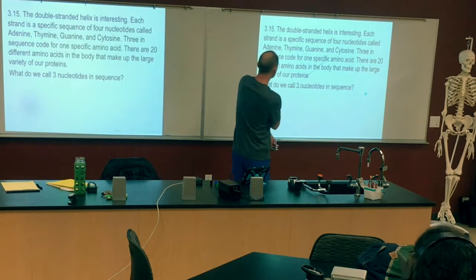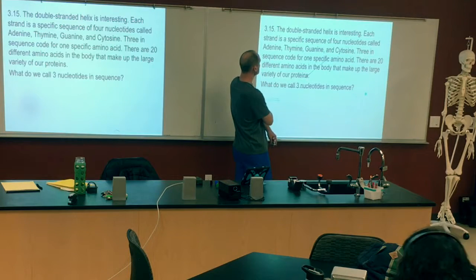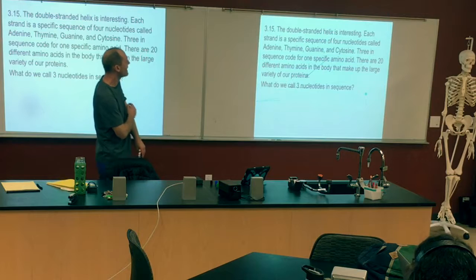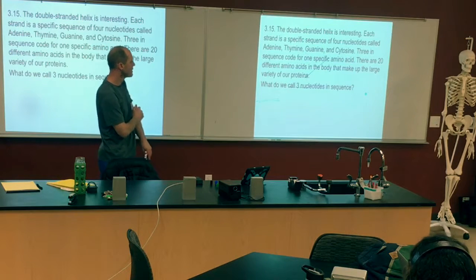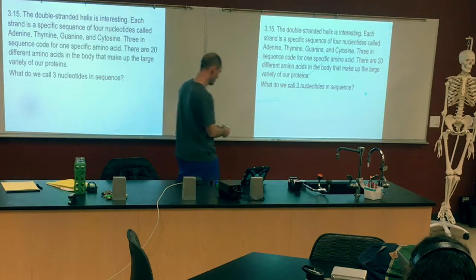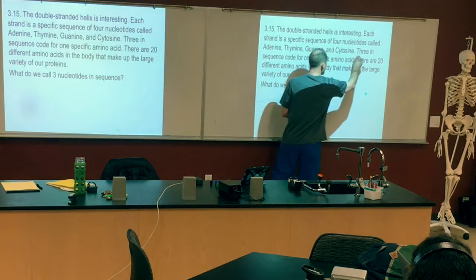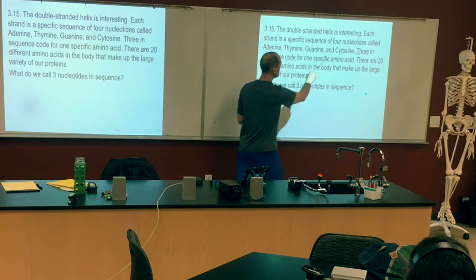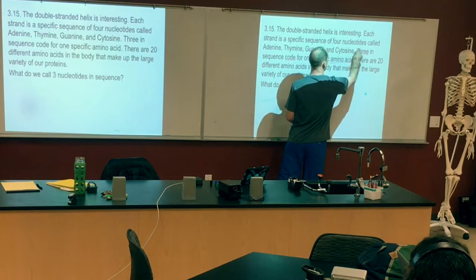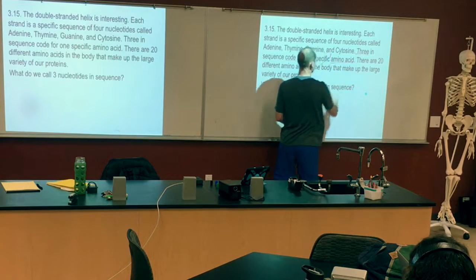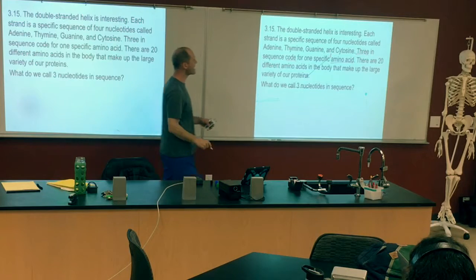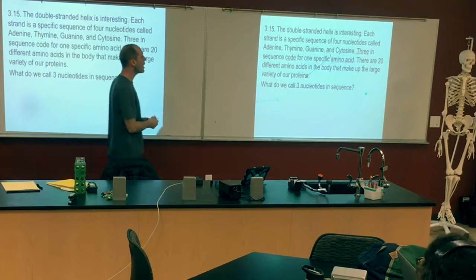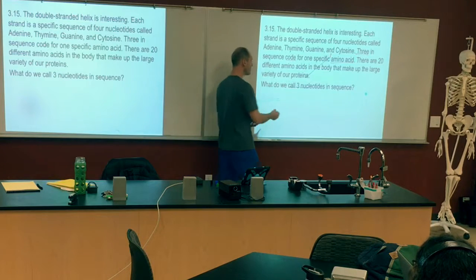The double-stranded helix is interesting. Each strand is a specific sequence of 4 nucleotides called adenine, thymine, guanine, and cytosine. 3 in sequence, so this is the magic word, 3 in sequence code for one specific amino acid. So 3 goes to 1. There are 20 different amino acids in the body that make up a large variety of proteins. What do we call the 3 nucleotides in sequence?